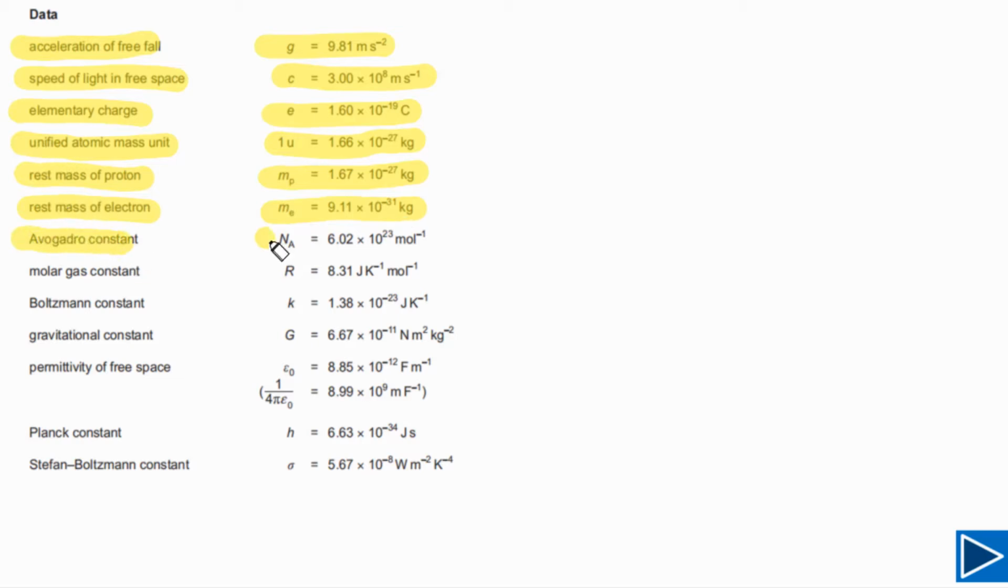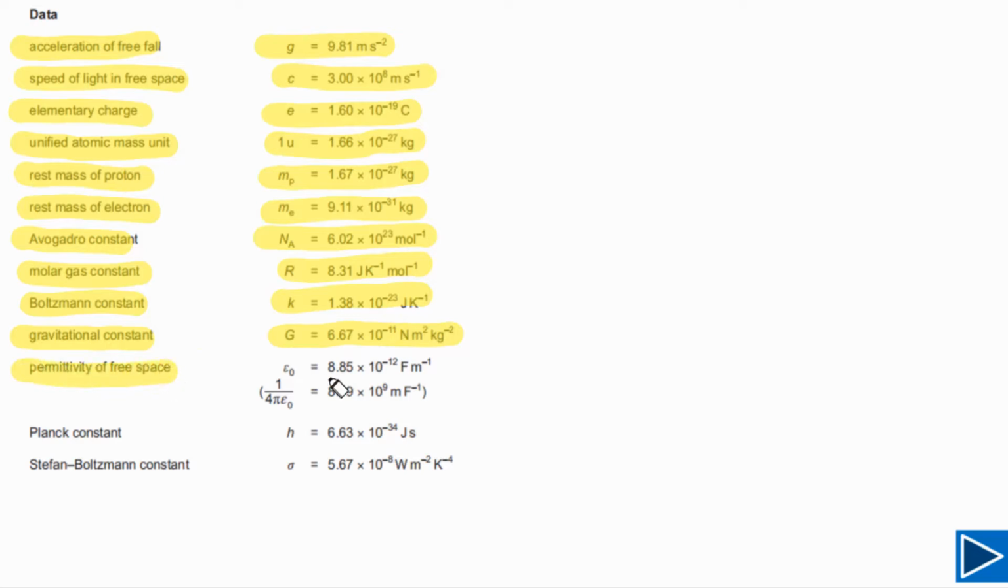Avogadro's constant. So here is the value of Avogadro's constant. Next one is molar gas constant. Maybe you need for some calculations the Boltzmann constant. So the value of Boltzmann constant is given. Gravitational constant. You will need this one for A2. Maybe you will not need this one for AS physics.